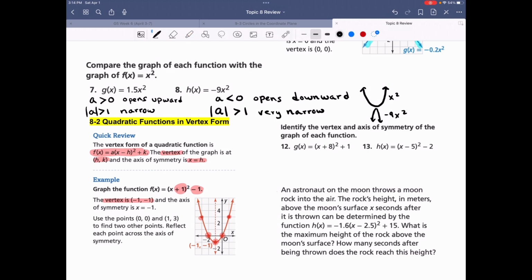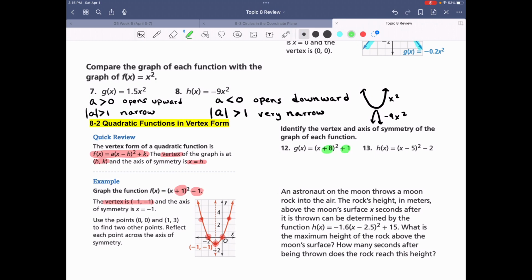All right. So how would we apply this? In these questions, number 12, it says, identify the vertex and the axis of symmetry of the graph of each function. So we're going to use this 8 and this 1. Remember the 8 inside the parentheses is opposite, so it will be -8, comma, +1 because it's on the outside and it's positive. And then x equals the x value, which is -8. So that's the axis of symmetry. So this was our vertex, and this was our axis of symmetry.